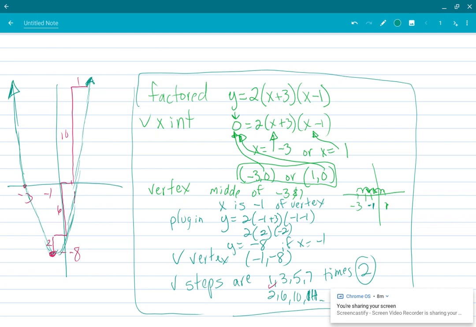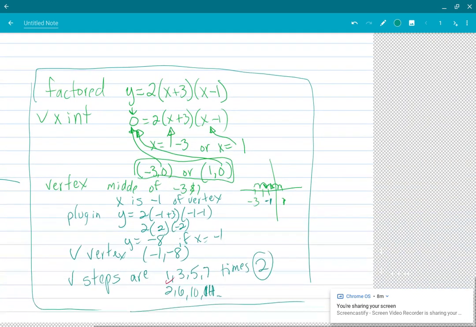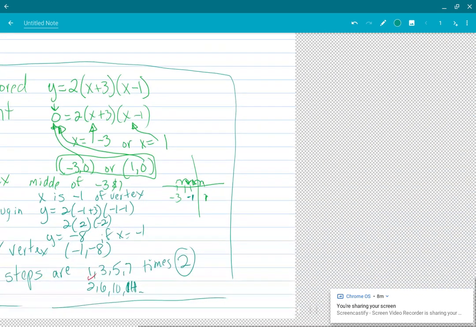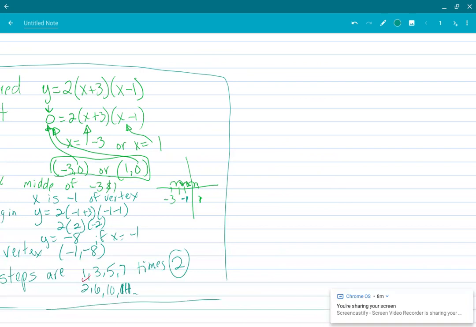Any questions on factored form? All right, next we're going to take factored form and turn it into standard form. So I'm going to turn this into standard form. Let's see how big this paper is. I'm going to turn it into red, to standard.